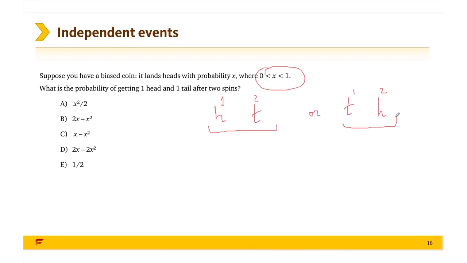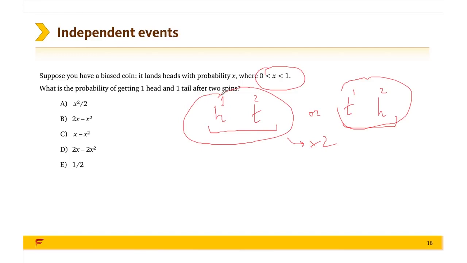The states are very similar. They're just symmetric, so to speak. So if we do the computation for this state, we don't need to do the computation for that state. We just need to multiply this answer by 2. So let's focus on this question then.